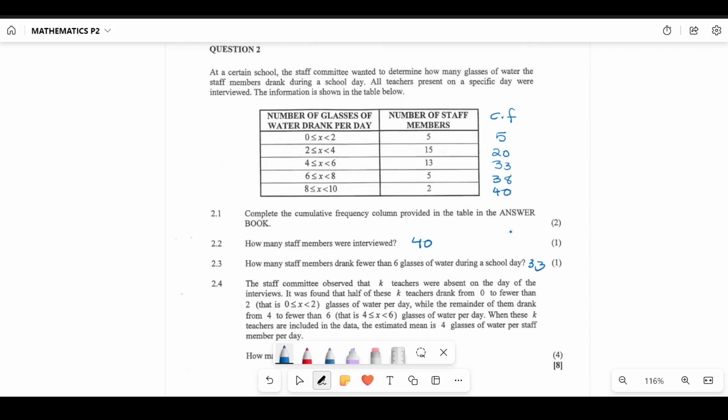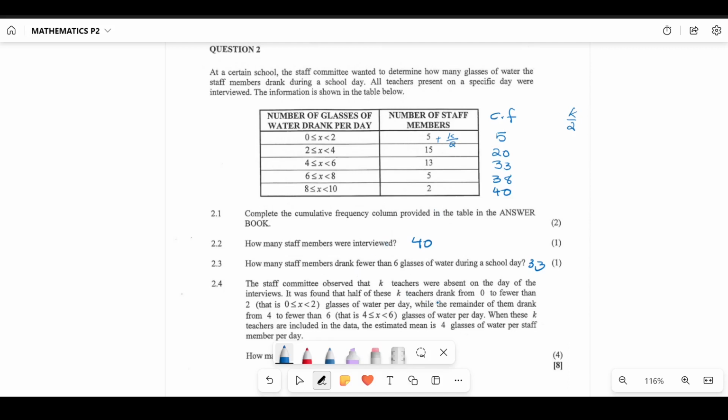Now 2.4, the staff committee observed that K teachers were absent on the day of the interviews. It was found that half of these K teachers drank from 0 to fewer than 2. That means in this interval, half of the K, K over 2, belong to this interval. That means the number of staff members is not 5 anymore. It's going to be 5 plus K over 2.